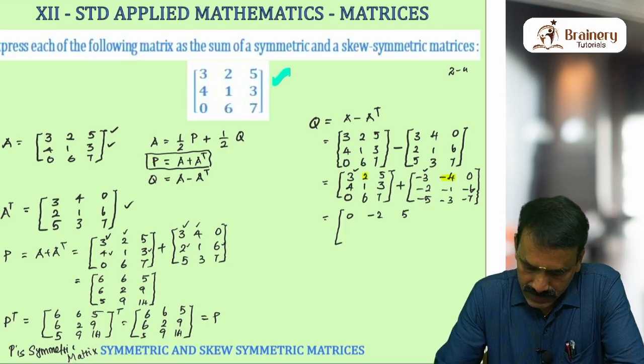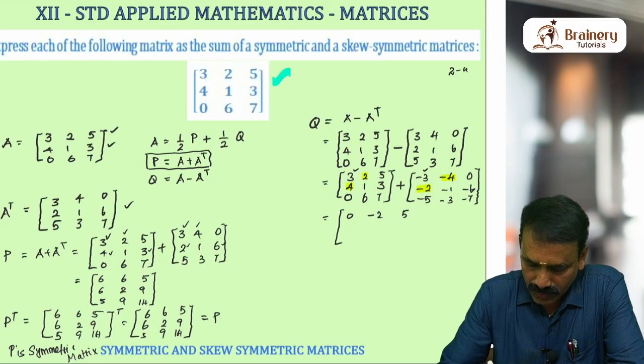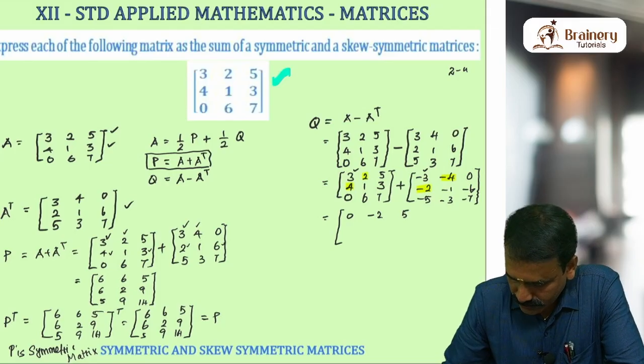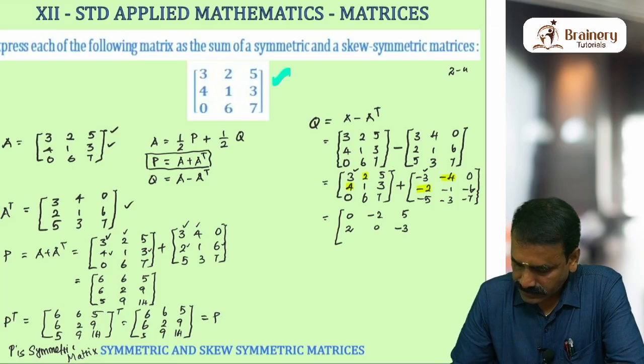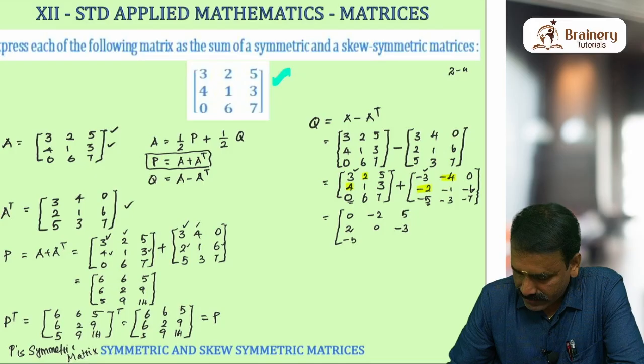Next. Second row first column element is added with the second row first column element. 4 minus 2. 4 minus 2 is 2. 1 plus minus 1. 1 minus 1, it is 0. 3 minus 6. So it is going to be minus 3. Then 0 plus minus 5. So 0 added with the minus 5. It is going to be minus 5. 6 added with the minus 3. It is going to be 3. And 7 added with the minus 7. It is going to be 0.